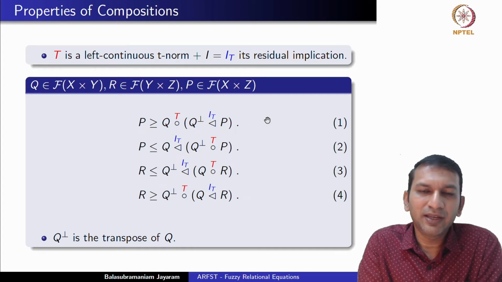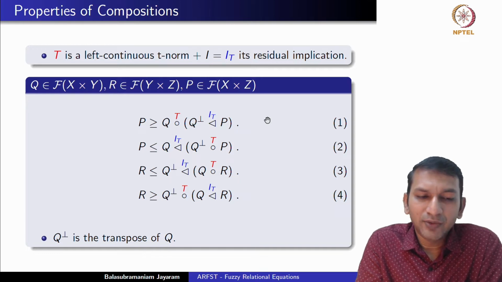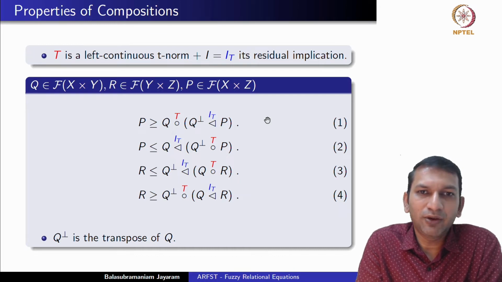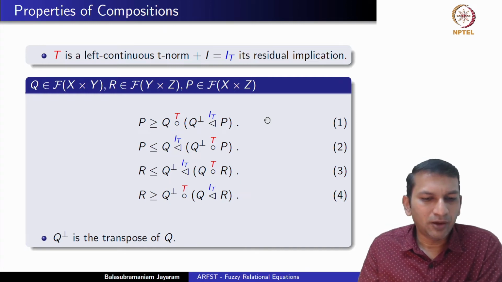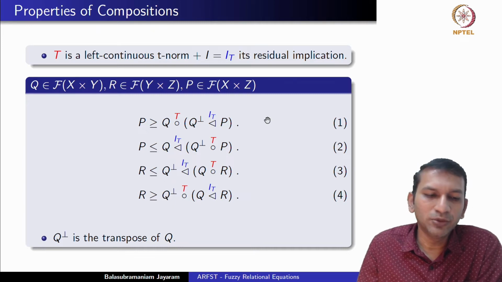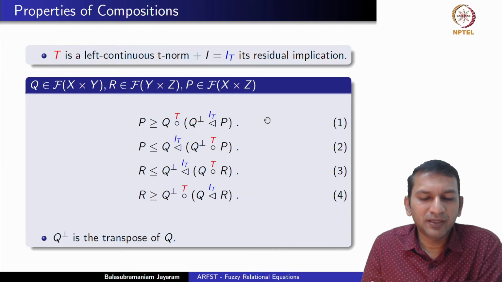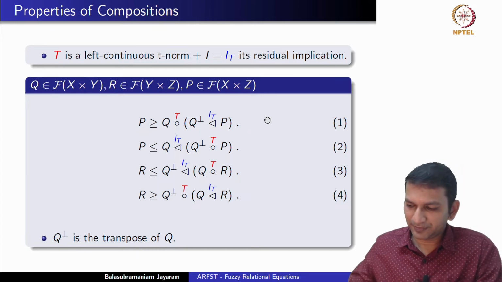We have seen similar inequalities as properties for general compositions, but these are some special properties when we consider T and IT to come from the residuated lattice structure, and we will see how these inequalities will help us in discussing the solvability of fuzzy relational equations. Among these four inequalities, we will pick up a couple of them and try to prove them. We will pick perhaps the first and the third one because the variables do change and so do the inequalities.